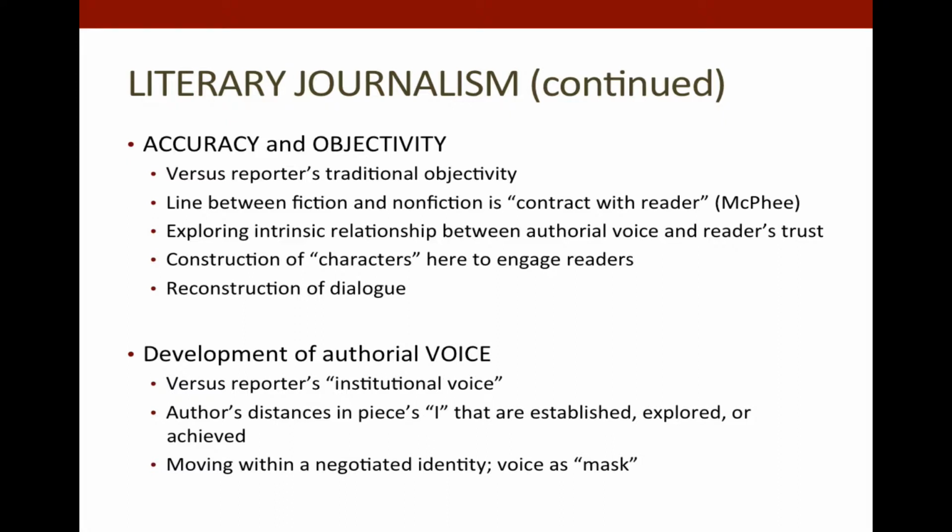Number three is the question of accuracy and objectivity. As noted above, in traditional journalism, the reporter attempts to maintain a sense of distance from the story, a sense of objectivity. Within literary journalism, the line between fiction and nonfiction is a little bit blurred at times. John McPhee would say that the line between fiction and nonfiction is always negotiated in a constant contract with the reader. As the writer moves along, where things become on the borders of fiction become blurred in some ways.